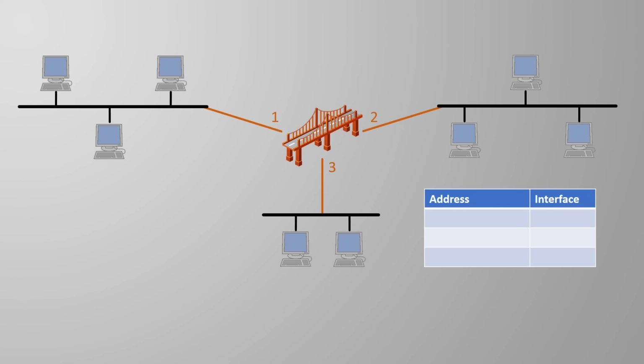So let's just imagine that the bridge in this diagram here has just been turned on. Right now, there are no entries in the MAC table. So a device sends out a frame and it arrives at the bridge. The bridge does a MAC lookup on both the source and the destination MAC addresses, and it finds that neither are in its table yet.